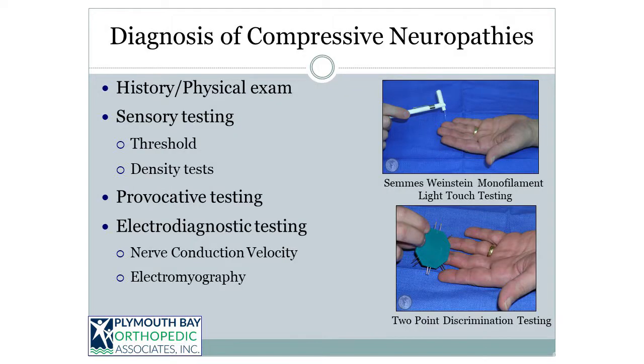So diagnosis of compressive neuropathies is really the same as diagnosing anything. The most important part is the history and physical. So you really want to get an idea from the patient: when did it start, what makes it better, what makes it worse, what do you associate it with, does it happen at night, does it happen when you're driving? That really helps differentiate which type of neuropathy it is, and also the location of where they're having the numbness and tingling in the hand.